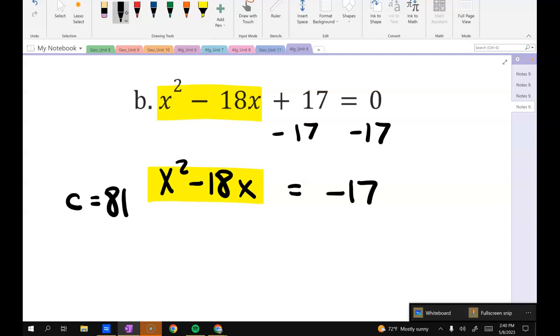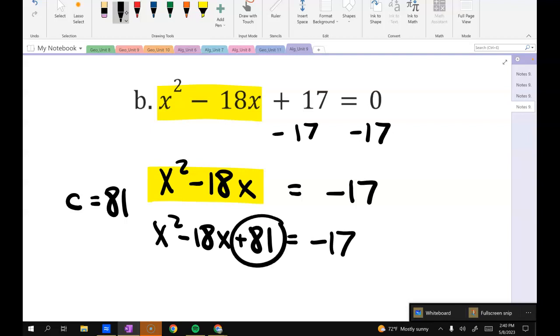So we can write our left-hand side out as x squared minus 18x plus 81 is equal to negative 17. And again, if we add 81 on this side, we have to add 81 on the other side as well. We have to keep our equation balanced. So whether you need to circle it, underline it, whatever you need to do to remind yourself, do it to both sides.